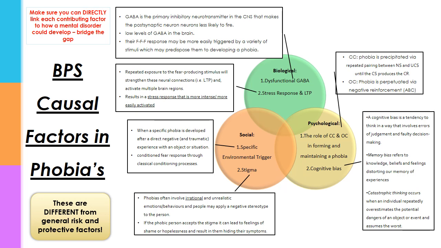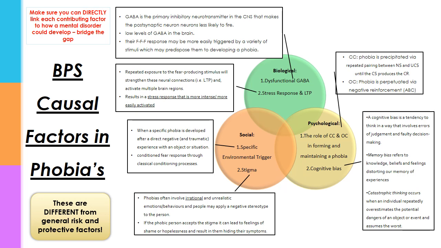For psychological, we've seen a lot of classical conditioning and operant conditioning, haven't seen a lot of cognitive bias, okay? So cognitive bias is a tendency to think in a way that involves errors of judgment and faulty decision making. We have 2: memory bias, which refers to knowledge, beliefs, and feelings distorting our memory of experiences, and catastrophic thinking, which occurs when an individual repeatedly overestimates the potential dangers of an object, okay? Haven't seen a lot of that. That could be something good that Vika could throw in, okay? That might stump you.